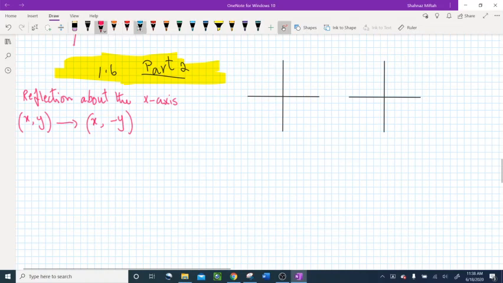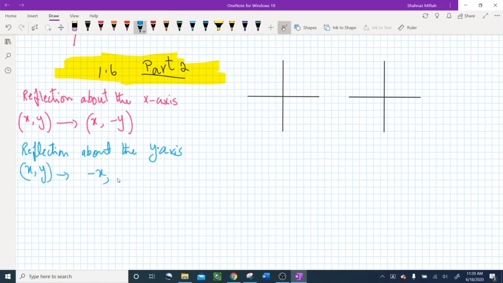If I'm doing reflection across the y-axis, and I'm using different colors so I can graph them in these colors, about the y-axis, if you have the original ordered pair (x, y), you are going to change the sign of the x. If it's positive, you change it to negative. So that's how we do reflections across the x-axis and y-axis.